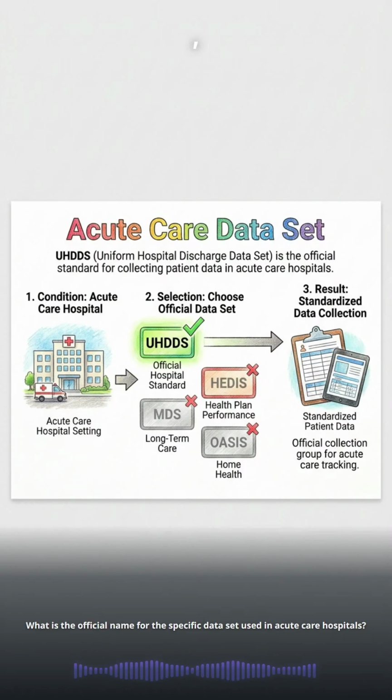5. What is the official name for the specific data set used in acute care hospitals? The Uniform Hospital Discharge Dataset is the official collection group used for acute care tracking. It standardizes the information collected on every single patient who gets discharged from the facility.